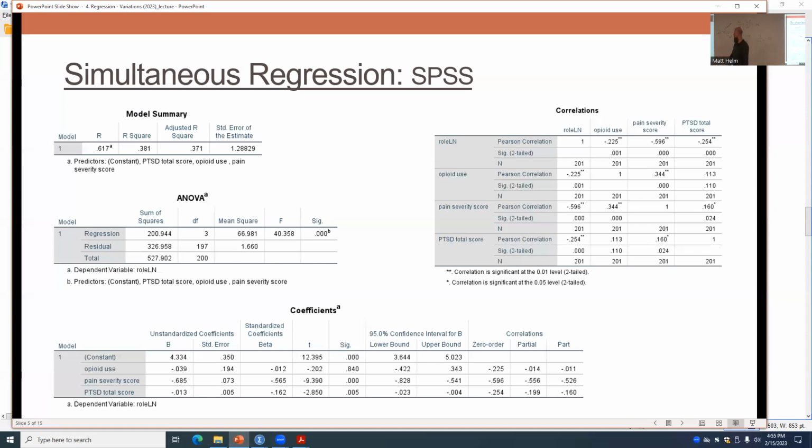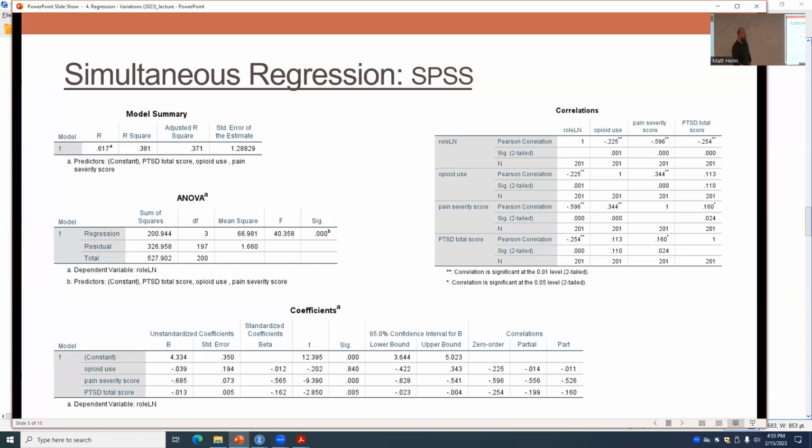So if I'm looking at this, I'm seeing that pain severity is definitely the big driver. It's the thing that's accounting for the most variability in role functioning within this model. But PTSD is contributing something above and beyond pain. Even once we account for pain severity and opiate use, PTSD scores are driving a little bit of a continued reduction. Here, for every standard deviation increase in PTSD score, we're getting about a 0.16 standard deviation reduction in the natural log of role functioning.